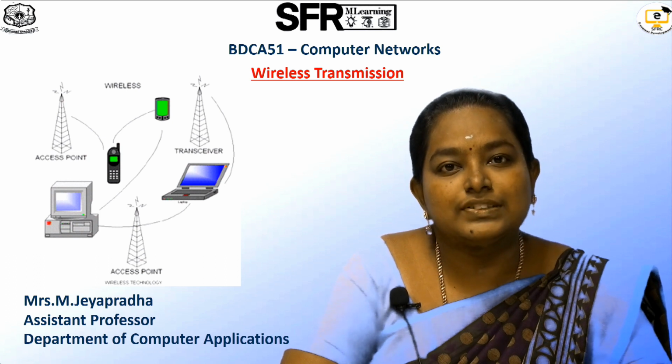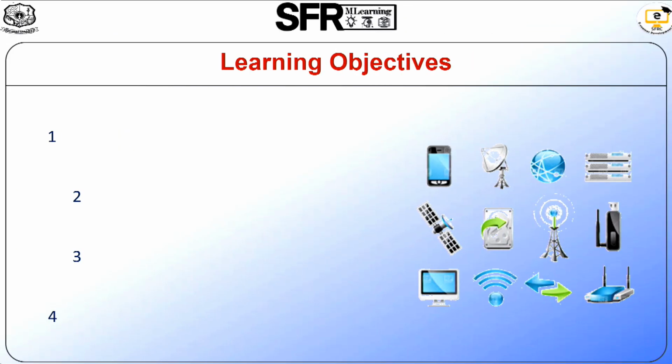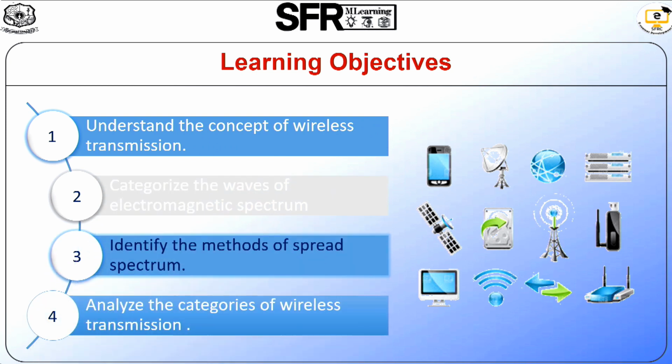Today I am going to discuss wireless communications of computer networks. Let's see the learning objectives of wireless transmission. First, you can understand the concept of wireless transmission, then you can categorize the waves and methods to implement spectrum. Finally, you will be able to analyze the types of wireless transmissions.